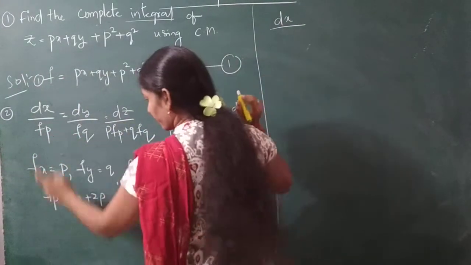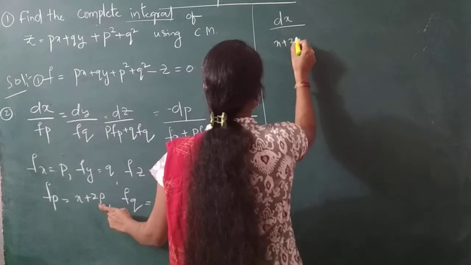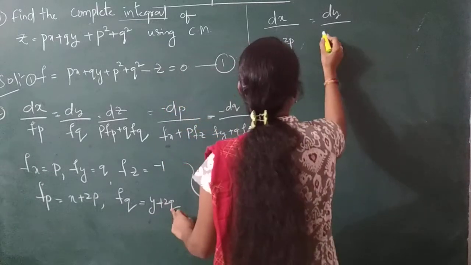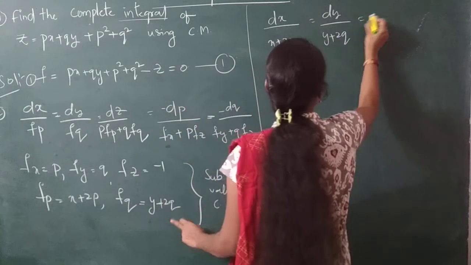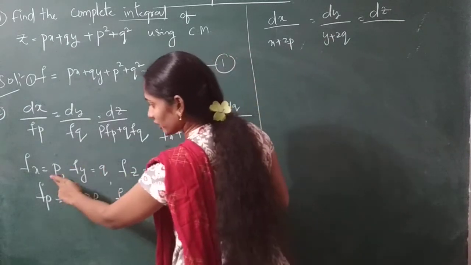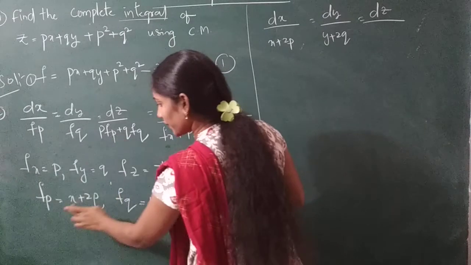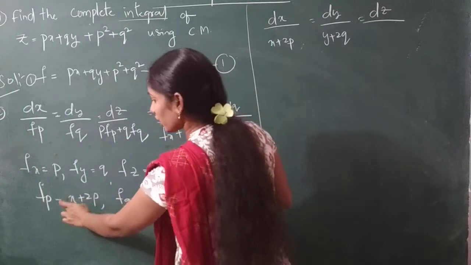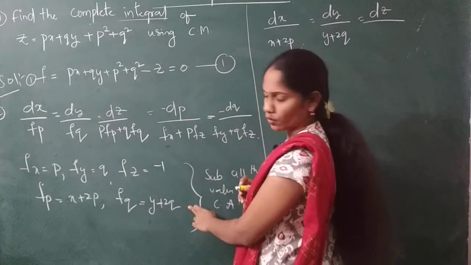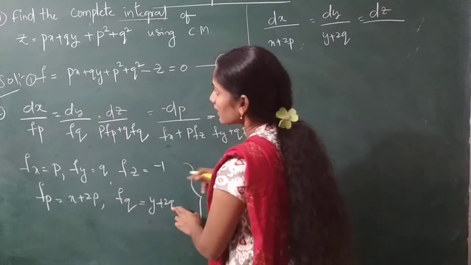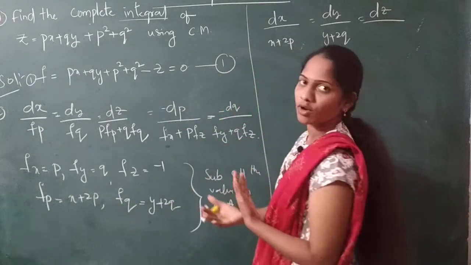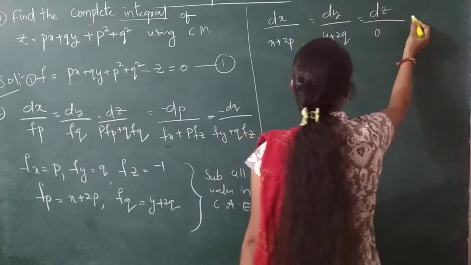dx by fp. The value is x plus 2p, equals dy by fq. Fq is y plus 2q, equals dz. So see here, dz. What is dz? You have to multiply with p here, right? Multiplying fp with p, what happens here? xp plus 2p square. And again, yq plus 2q square. So when you take these two and the minus of u, what happens? When you add these two values you get 0. So that is, dz is equal to 0.